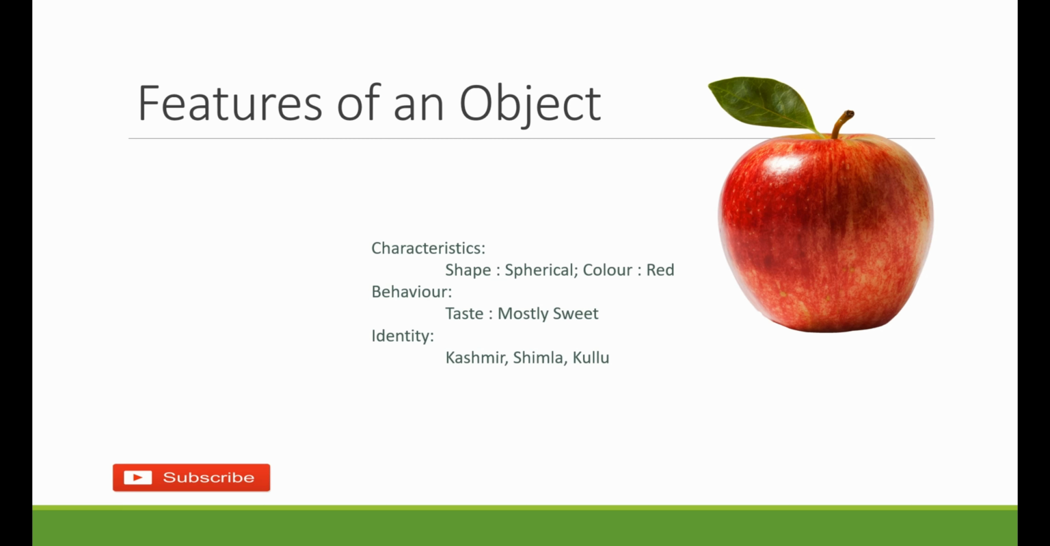The next thing is the state. You can say that the state of an apple is something, it can be ripe, or it can be a rotten apple, or a half-eaten apple, or a fully eaten apple. These are the states of an apple. You can differentiate on the basis of these states. Thus, you can see that an object has 4 key features. These are the features of an object.